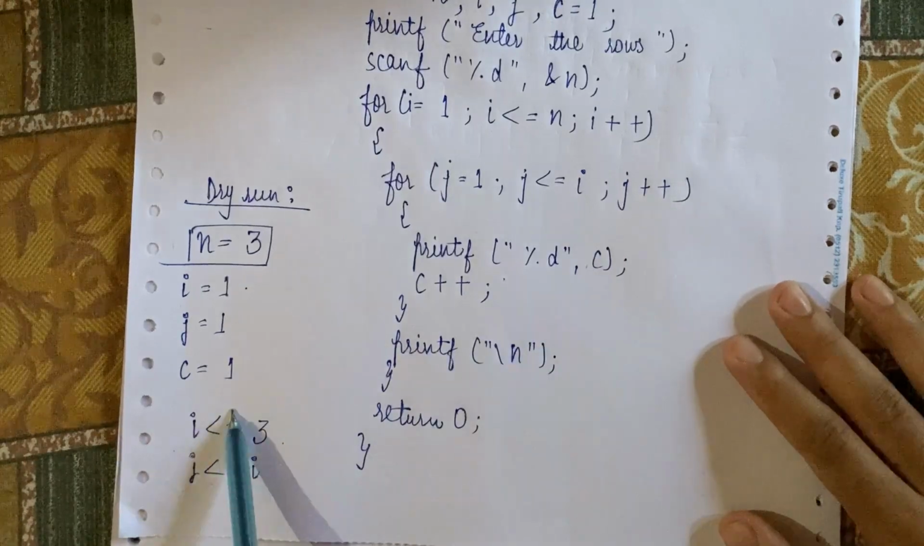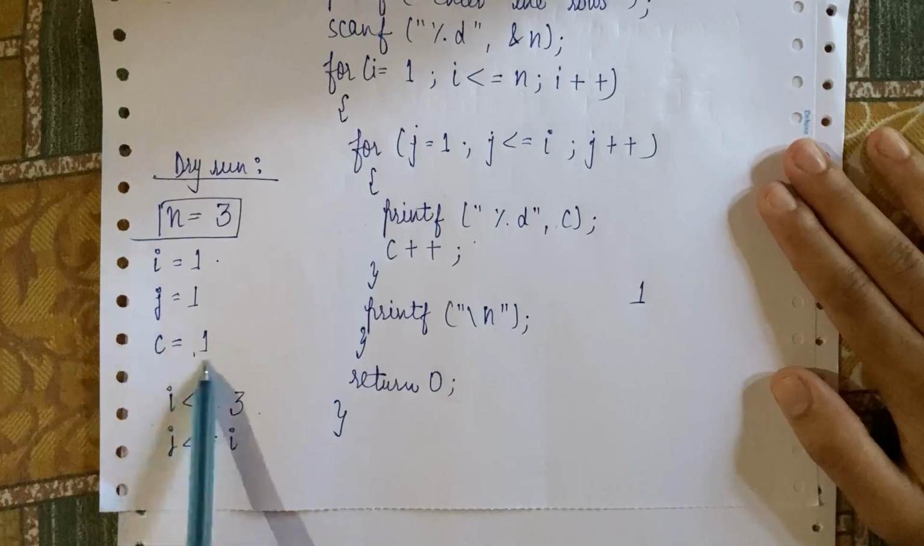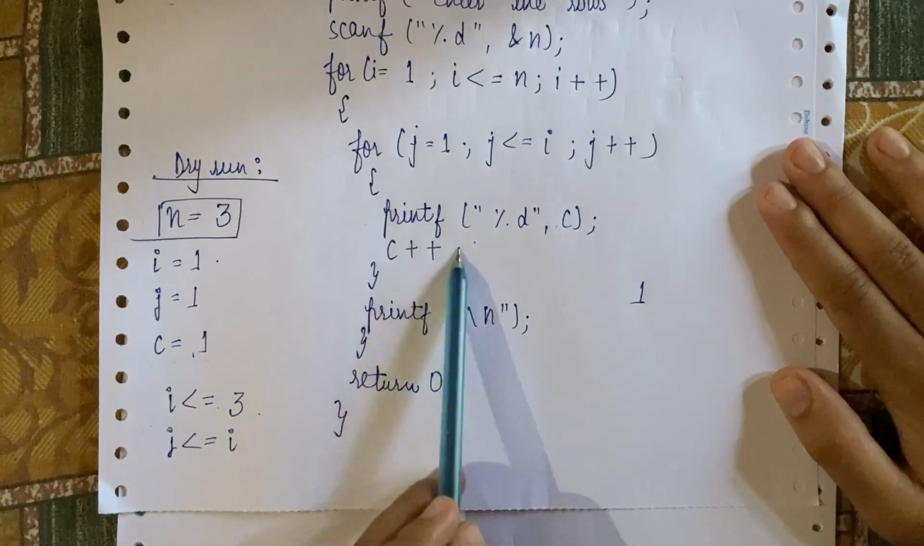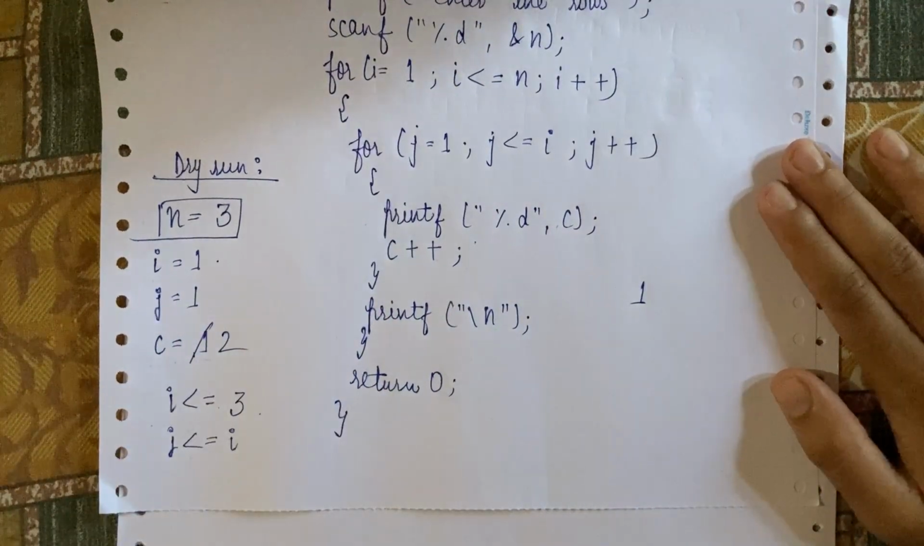What is the value of c? 1. So it will print here 1, because it is printing c here, and the value that c has initially is 1. So 1 will print, right? Then c will be c plus plus. That means c will increment by 1. That means it is 2 now, right?